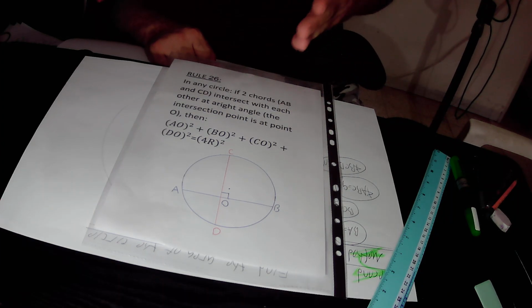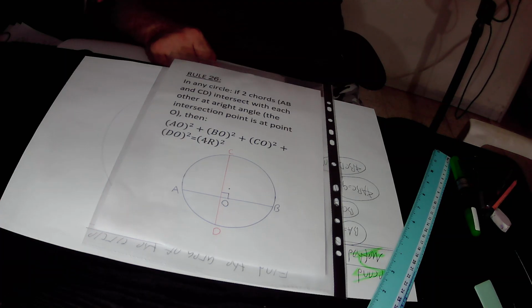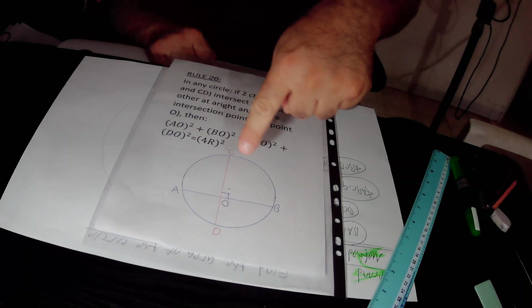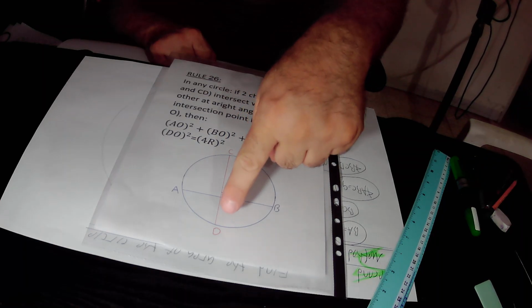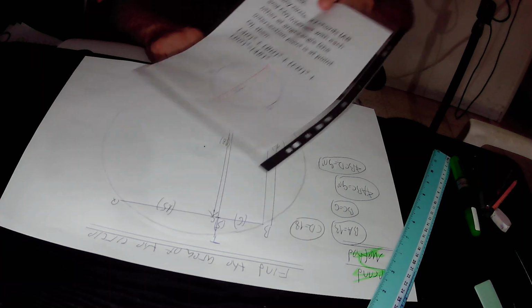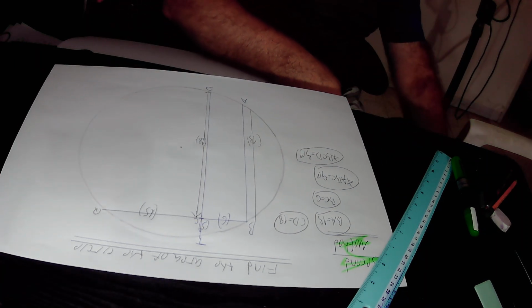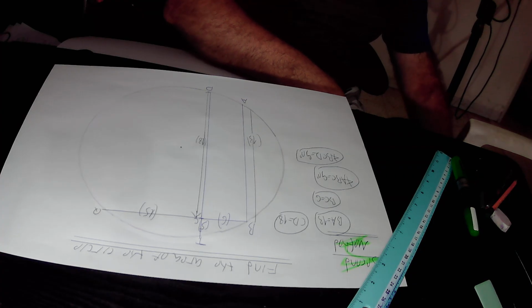Again, if two chords intersect with each other at a right angle, like in this drawing, then the following equation will be true: AO squared plus OB squared plus CO squared plus OD squared equals 4R squared. R is the radius of the circle. So we implement rule 26 in our drawing. First of all, we can definitely implement rule 26 in our drawing.